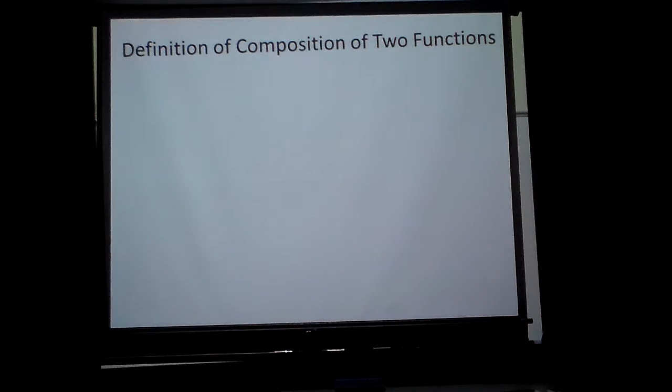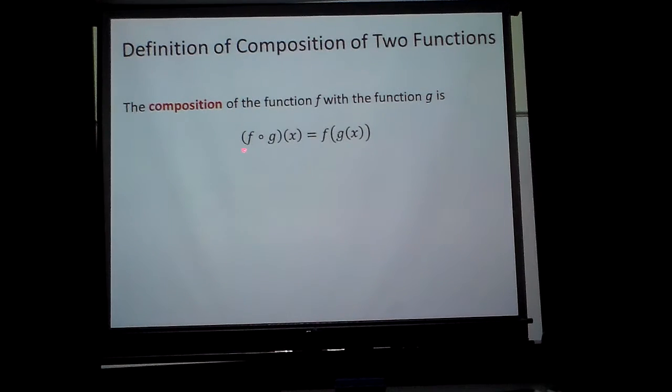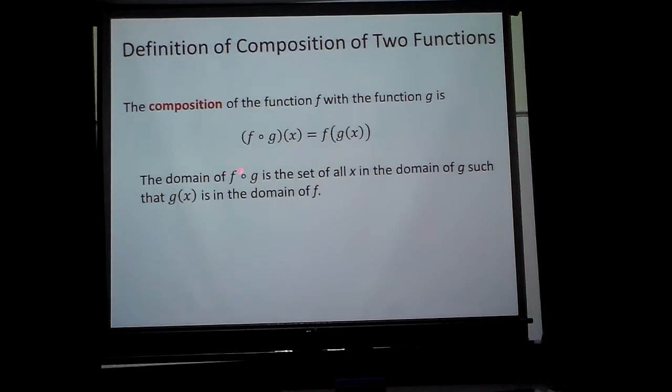Okay, the definition of the composition of two functions. Well, basically the composition of the function f with the function g is, and you would say this, f of g. This is called f of g, which basically means you're going to take the g problem, get an answer, and then plug it in the f one.